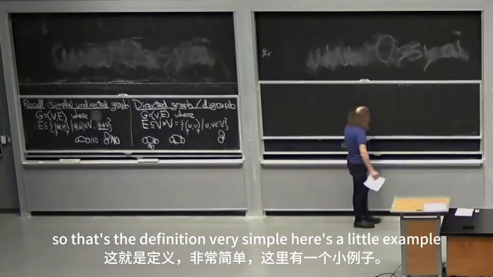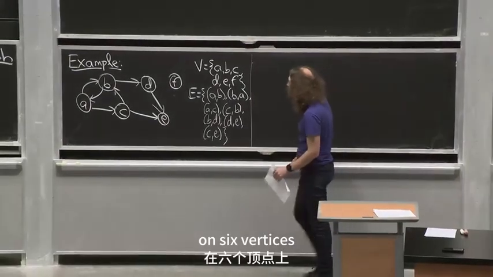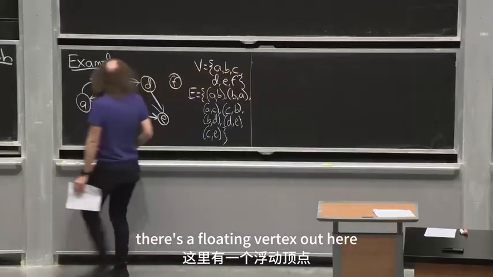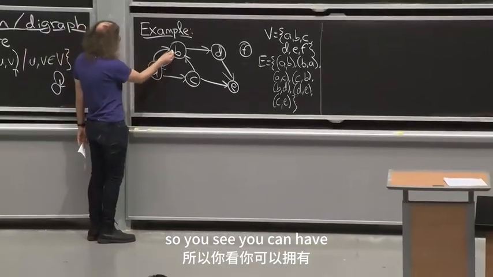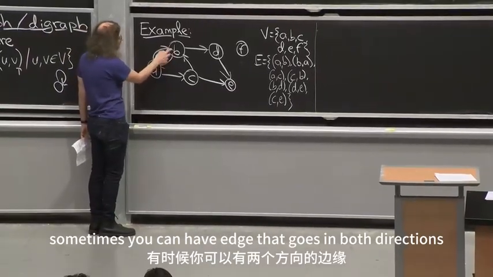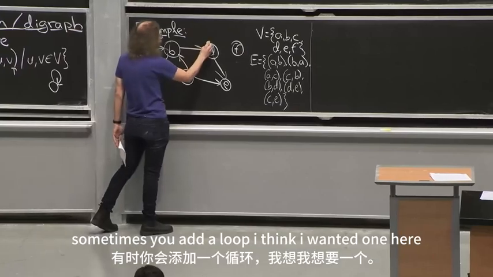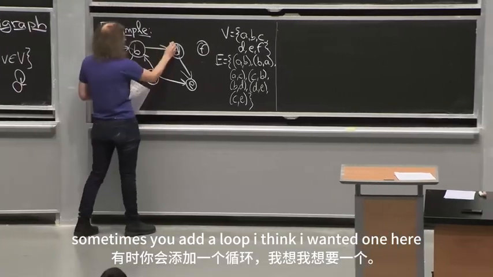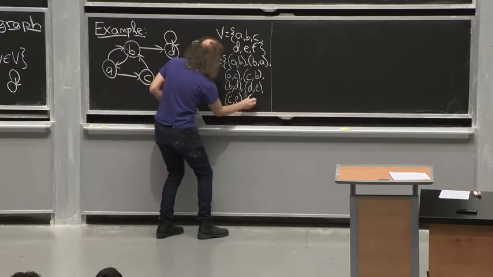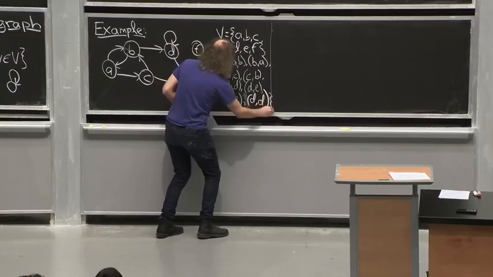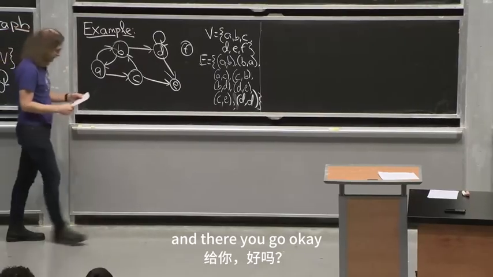Here's a little example. On 6 vertices, there's a floating vertex out here, F. So you see, sometimes you can have an edge that goes in both directions. Sometimes you have an edge that only goes in one direction. Maybe sometimes you add a loop. I think I wanted one here. And I should have written it over here. That just looks like D comma D. And there you go. Okay.